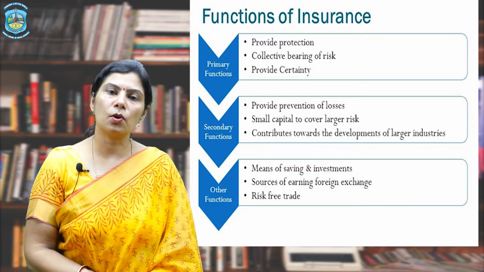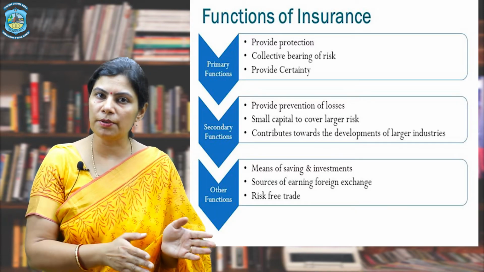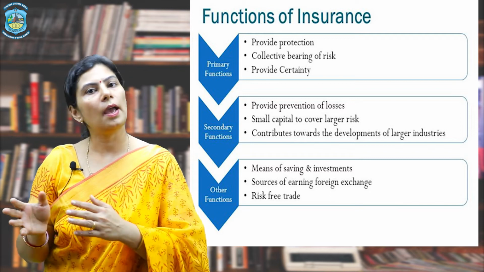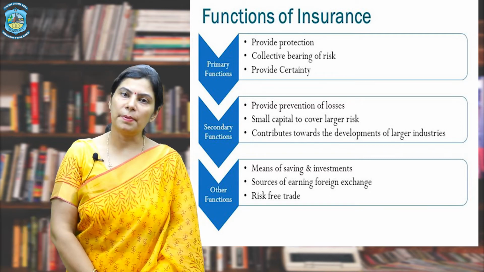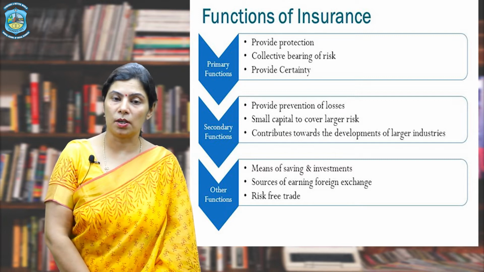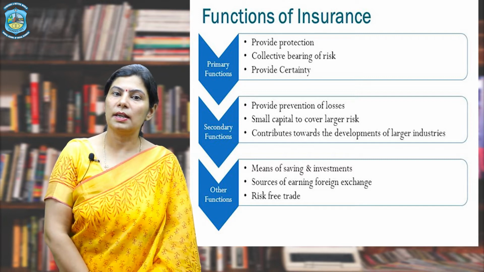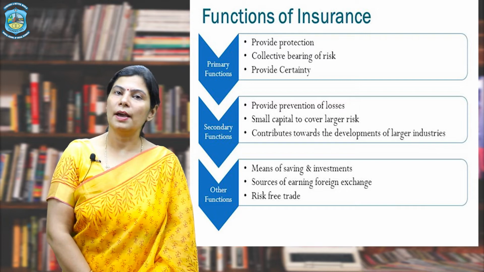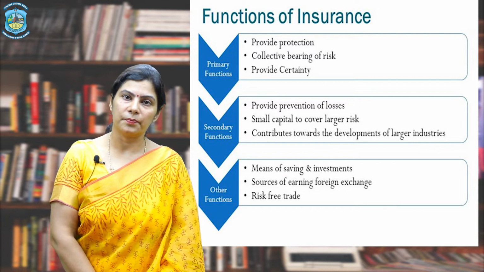After understanding the basic features and characteristics of insurance, let us quickly understand the functions of insurance, which are derived from the features of insurance only. The functions of insurance can be classified into primary functions, secondary functions, and other functions. The basic primary functions of insurance are: it provides protection, it is collective bearing of risk, and it provides certainty.